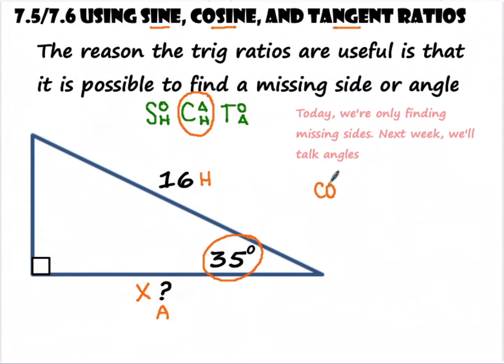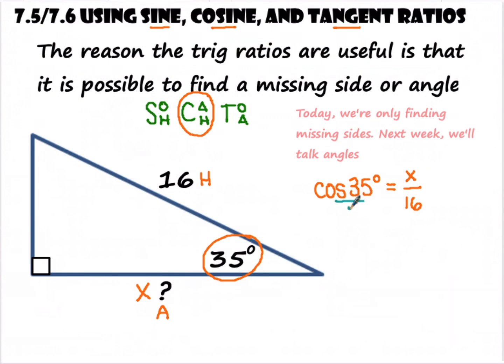So I would write cosine of 35 degrees is equal to adjacent over hypotenuse, CAH. So that would be x over 16. And there's an equation that has a variable in it, and you should be able to solve, right? If I wanted to get this x by itself, how would I get rid of a divided by 16? I would multiply both sides by 16.